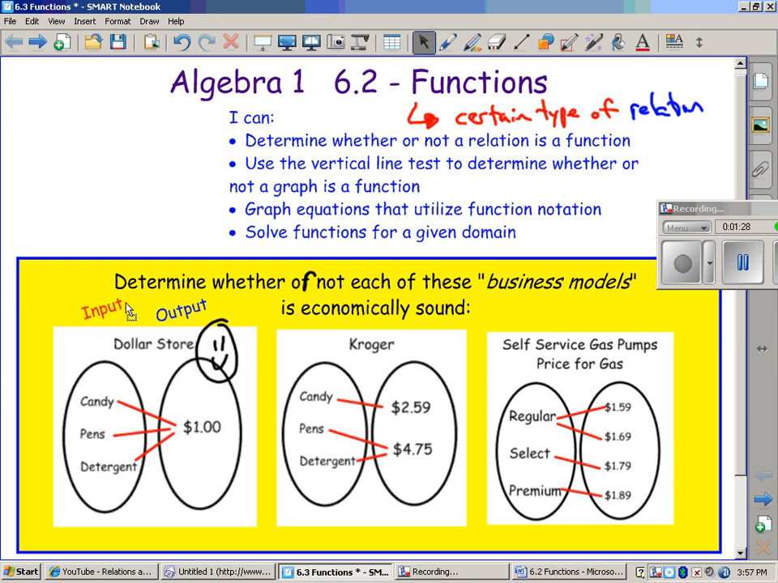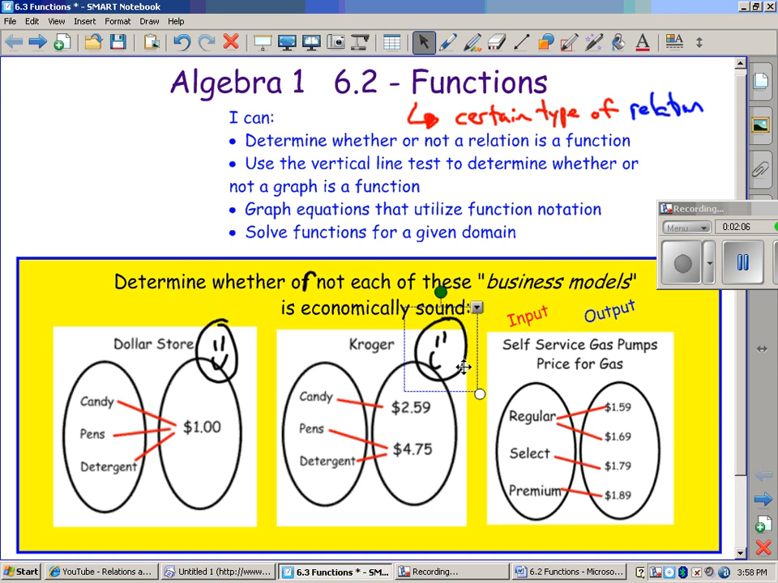So that's good. Next question, if you go to Kroger, which is a store in our area, if you scan at the self-scan checkout candy and it comes out $2.59, does that work? Sure it does. If you scan pens and it comes out $4.75, is that okay? Sure. And if you scan detergent and it comes out $4.75, is that okay? The answer again is yes, that's just fine. Some things have the same price just coincidentally, and that's okay. So this is a business model that is economically sound.